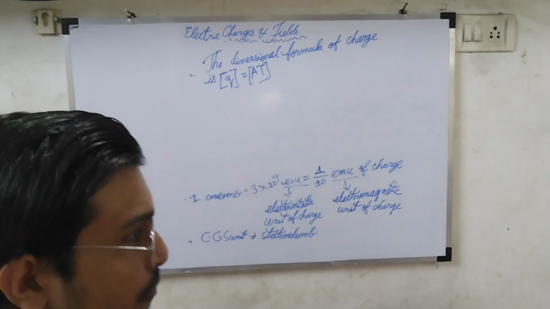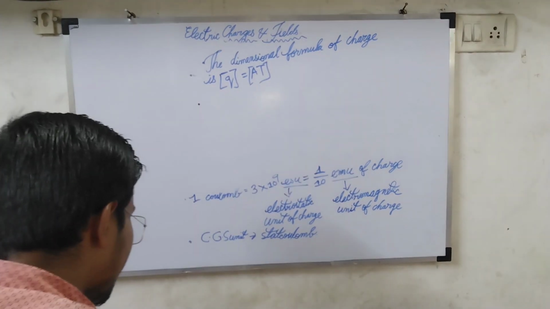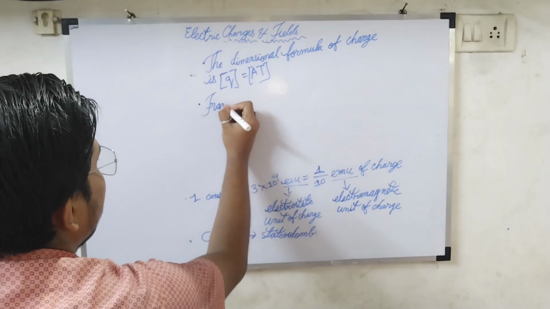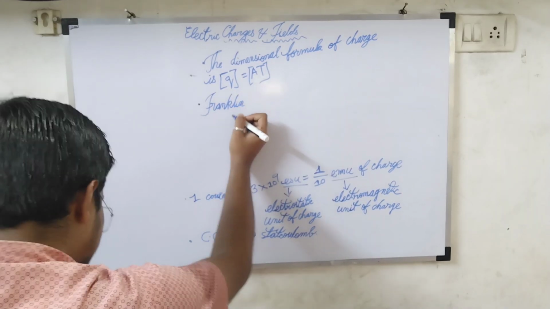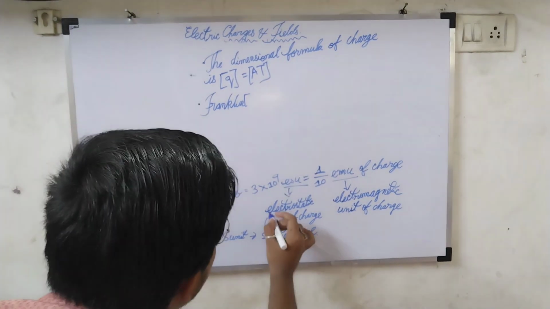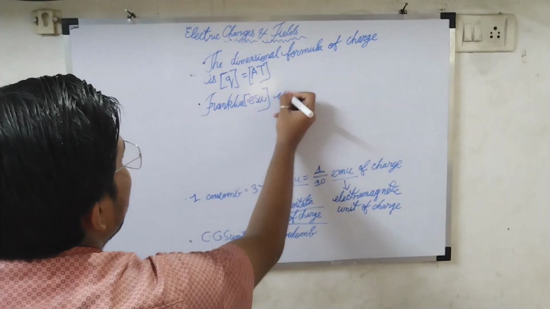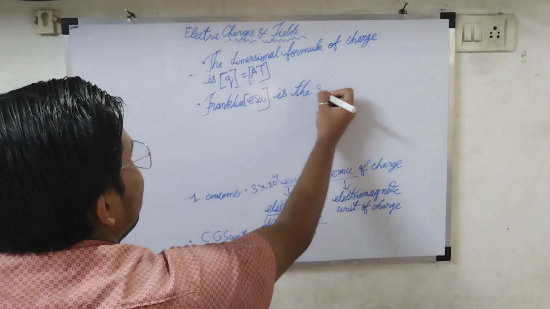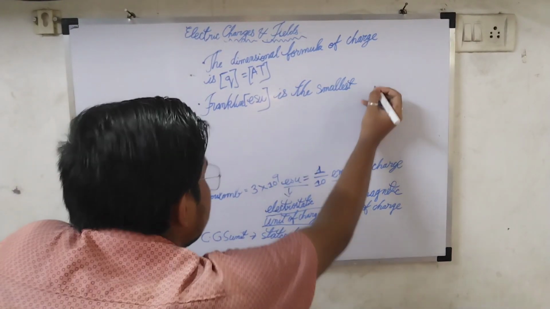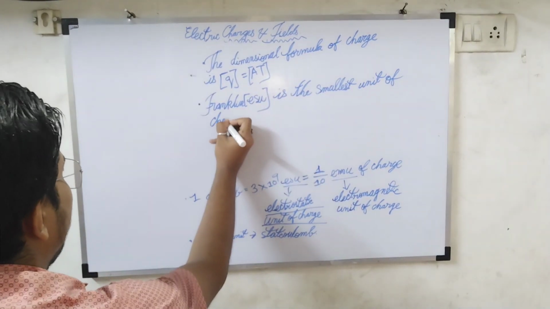Another very important point. It might come in your exams as well. What is the smallest unit of charge? If asked, what will you answer? Franklin, which is also known as ESU. See, I've given you electrostatic unit of charge. This ESU is the smallest unit of charge. Do you understand it? Yes or no?